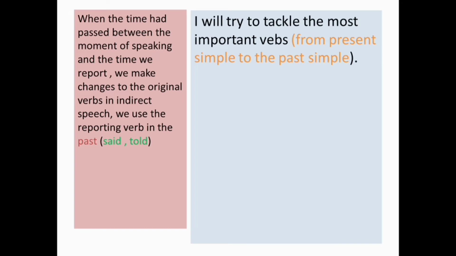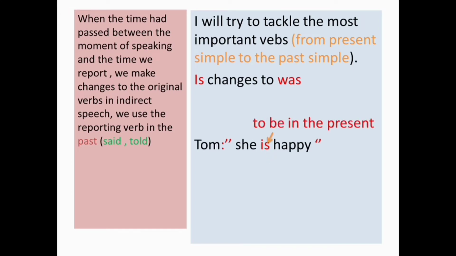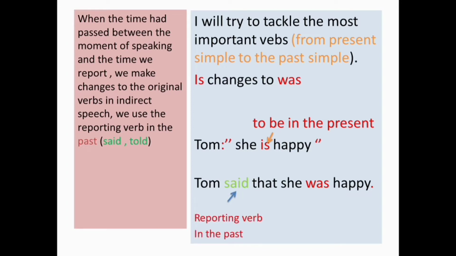Now I will try to tackle the most important verbs from present simple to past simple. Is changes to was. "Tom, she is happy." Is is the verb to be in the present. "Tom said that she was happy." Was. Notice that said is the reporting verb in the past. Was is to be in the past.